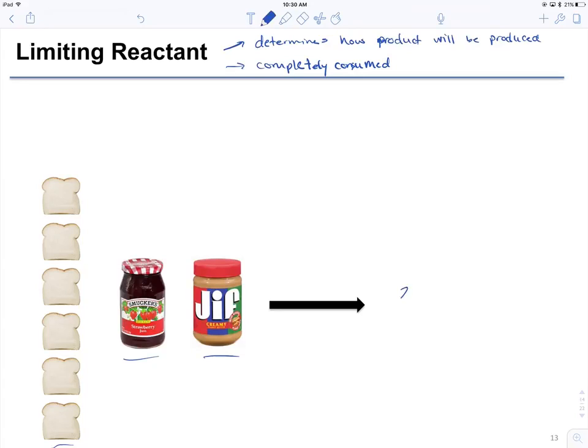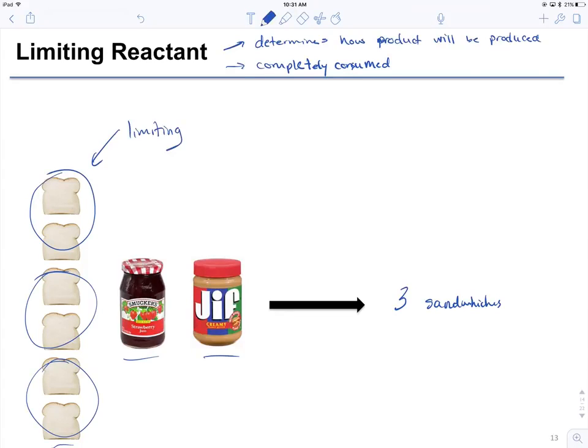Well, you can make 3 sandwiches, and we know we can make 3 sandwiches because if we're thinking about a typical sandwich, I can take 2 pieces of bread to make 1 sandwich, and I have a whole jar of jelly and a whole jar of peanut butter, so that's plenty to make 3 sandwiches, and the limiting reactant is the bread.